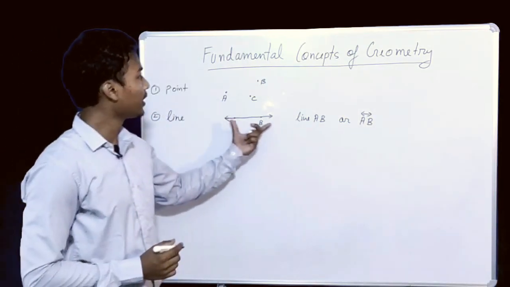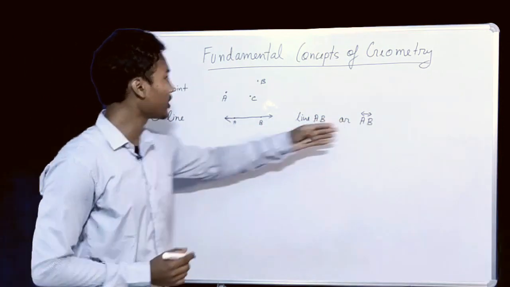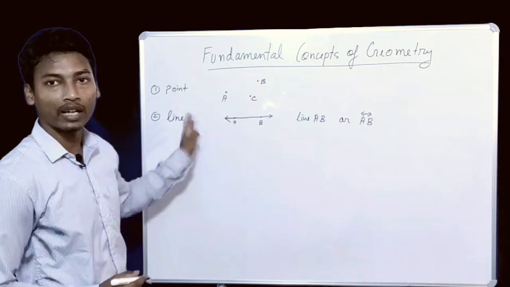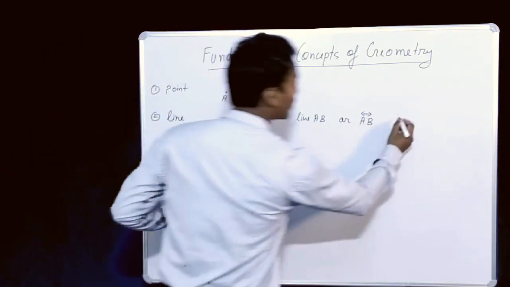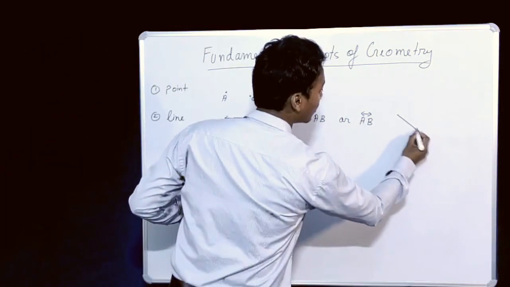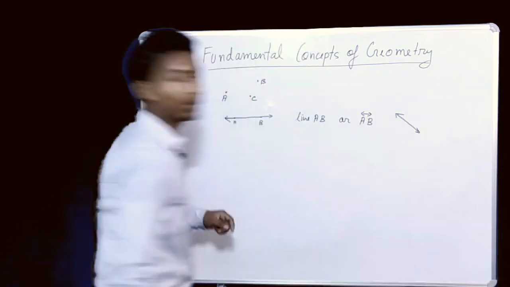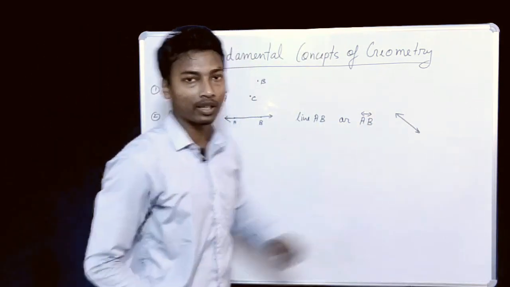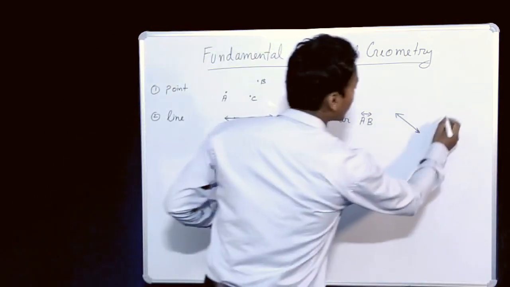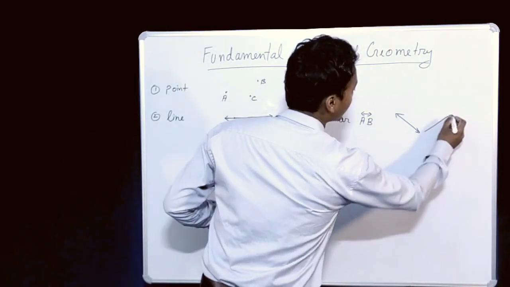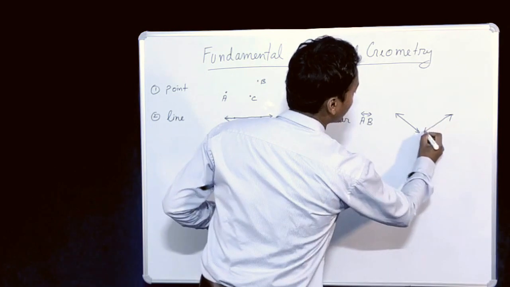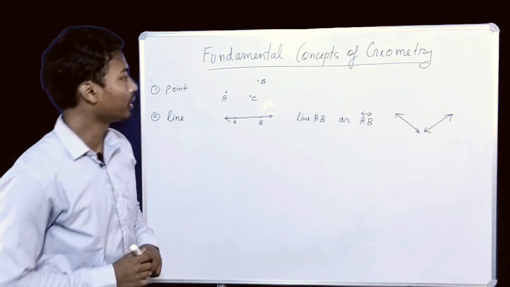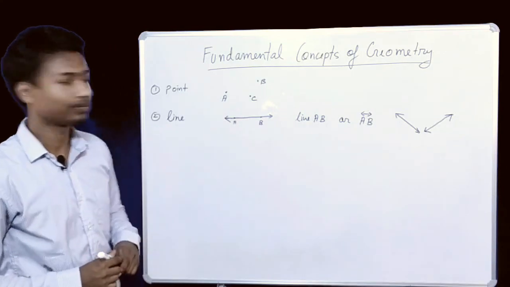So it doesn't necessarily mean that it is going to the left or to the right. It can move in any direction. So if we have a diagonal line with arrows on both sides, it means it is a line. If we have a shape in this fashion, that is also a line. So it can go in any direction.